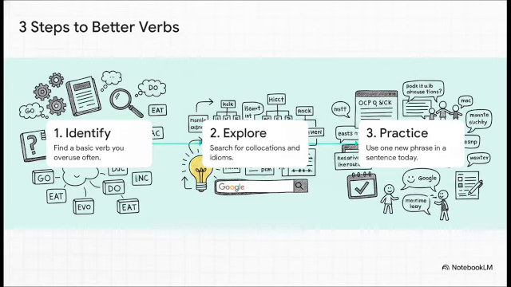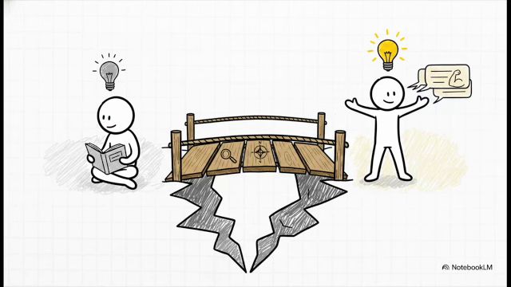Second, explore. Just hop online and search for collocations with make or idioms with get. You're going to find tons of amazing phrases. And finally, practice. Pick just one of those new phrases and really challenge yourself to use it in a sentence today. And honestly, that's it. By following this simple little cycle of identifying, exploring, and then practicing, you're actively building your vocabulary in a way that actually sticks.